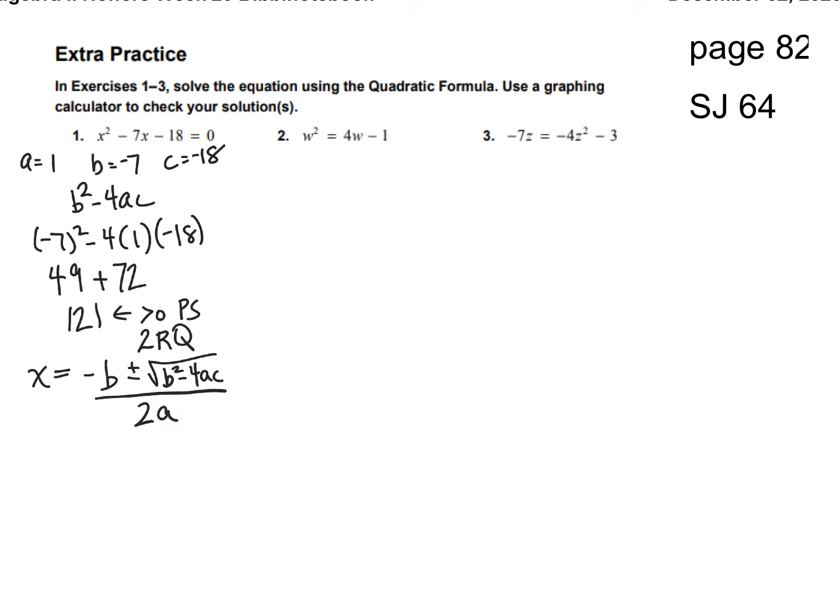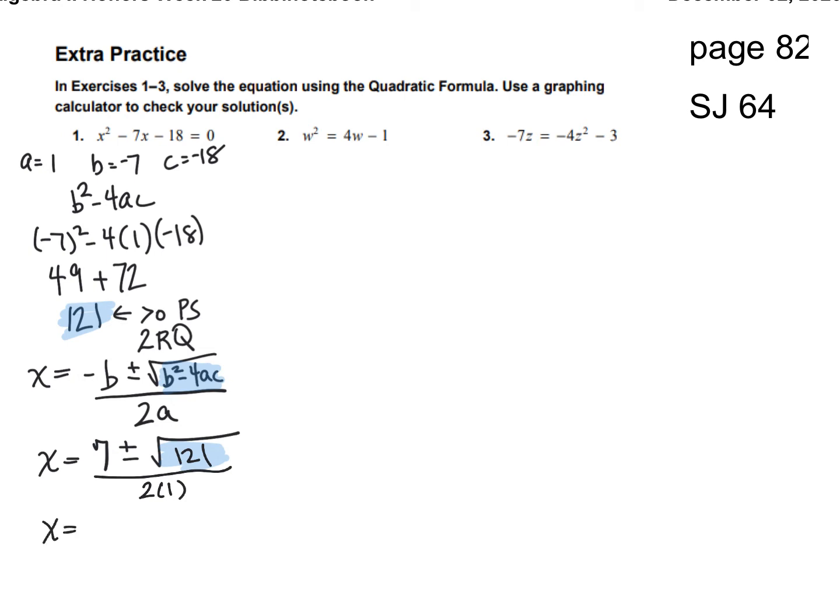And now let's fill in the quadratic formula. So x equals negative b, so 7 plus or minus the square root of. We already know the value of the discriminant. That's why I like to do it in this order. We know this value right here. It is 121, so that's what I'm going to put here. All over 2 times 1.